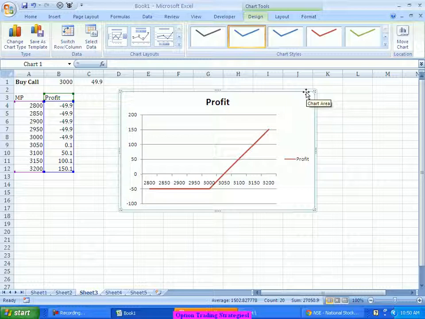Typically, we need to be very clear in terms of what are the typical shapes of each of the strategies. So what are the things you can draw from this? Probably my maximum loss is 49.9. The maximum profit is unlimited, right? And what is my break even point here? Where am I actually breaking even?